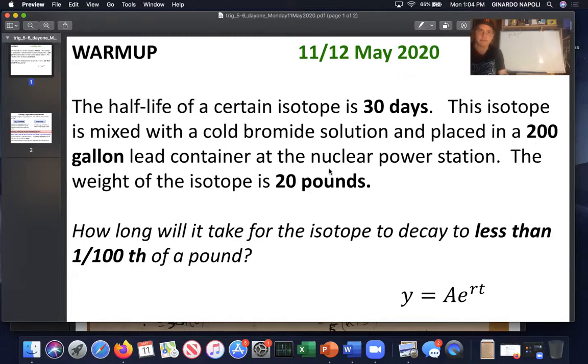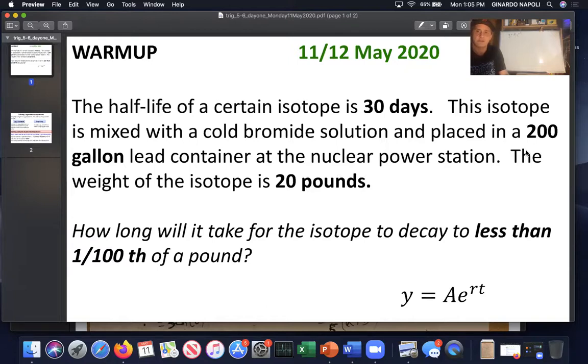So the 200 gallons here is volume. The weight of the isotope that we put in the cold bromide solution is 20 pounds, and that's going to decay over time. After 30 days, you have half of these 20 pounds left. So we're basing this on the weight, not the volume, because we do know that this 20 pounds would not take up a total 200 gallons, right? Because we're soaking the isotope in the bromide solution. So there's more than just the isotope in this 200 gallons.